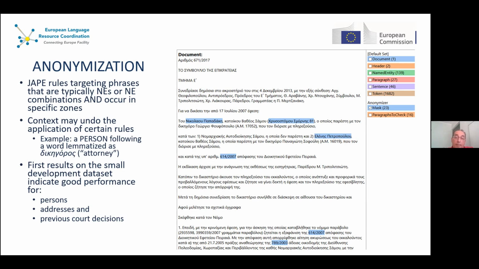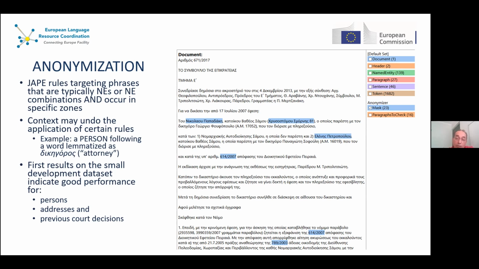Apart from the rules that mask these entities, there are also rules that may undo masking in specific contexts. For example, and I invite everyone to try to read some Greek here, in the third paragraph after the headers of the document, we have a person named entity followed by an ID number in parentheses. However, this number is the person's ID in his professional association. This NE is not masked for anonymization, since the named entity follows a word lemmatized as dikigoros, the Greek word for lawyer or attorney. And the same pattern occurs also in the next paragraph, where the named entity corresponds to the legal representative of the other involved party.